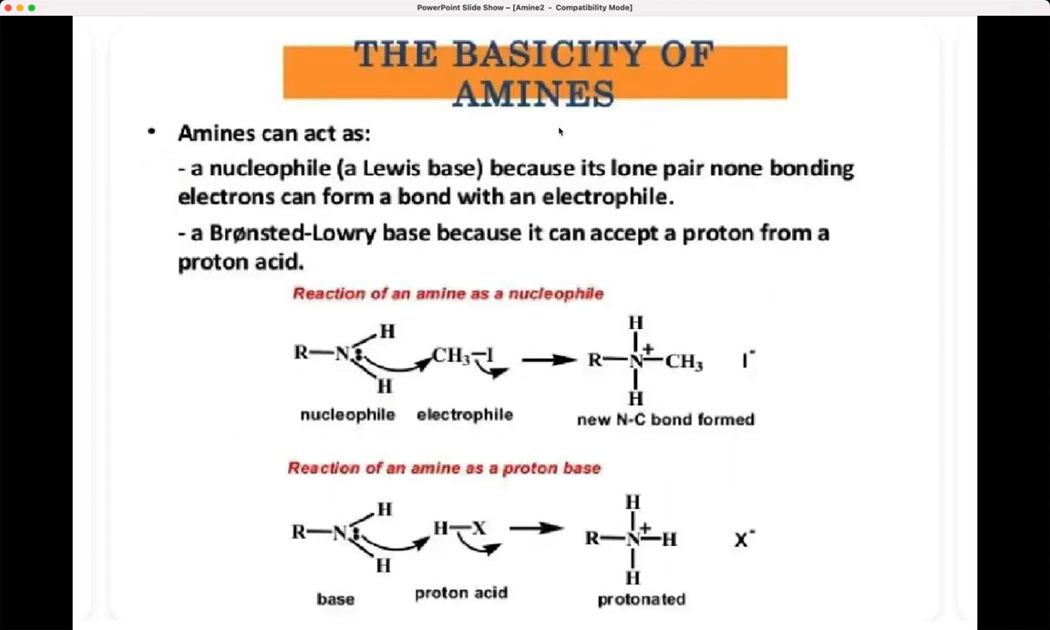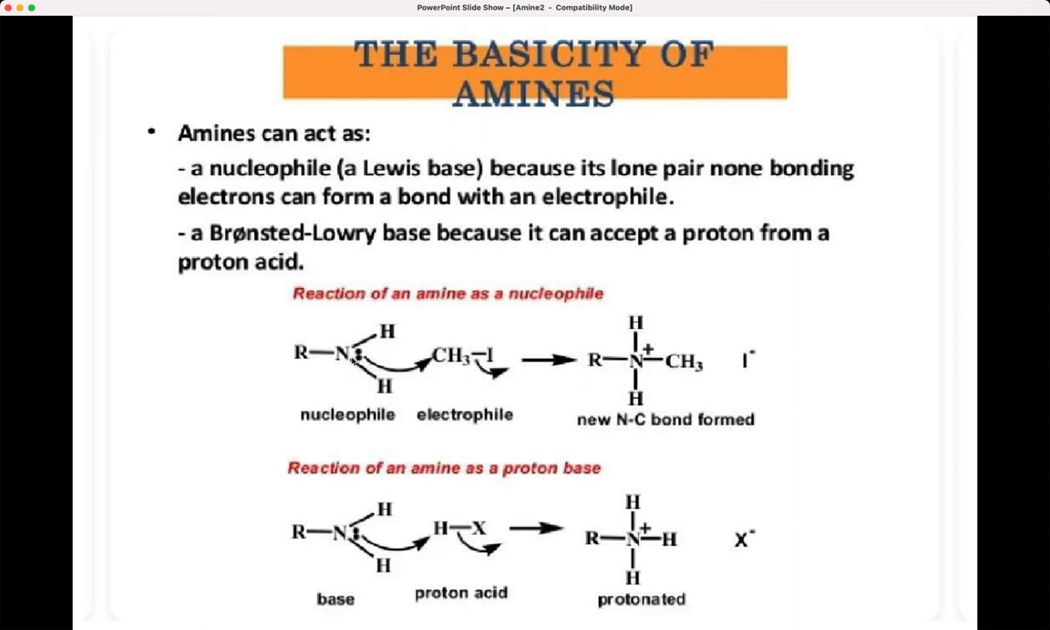Now what you should know about the basicity of amines. See, an amine can react as a nucleophile, as a Lewis base, because it has a lone pair of non-bonding electrons, and it forms a bond with an electrophile. As a Bronsted-Lowry base, it can also accept a proton from a proton acid. So here we can see both reactions: the nucleophile RNH2 and the electrophile.